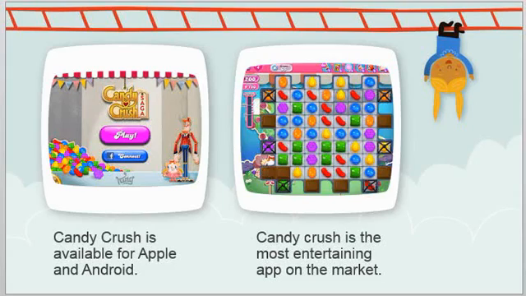Now that we know more about fact and opinion and what to look for when determining which is fact and which is opinion, let's try it out on these two statements. Candy Crush is available for Apple and Android. The second statement says, Candy Crush is the most entertaining app on the market. Think about which one is a fact and which one is an opinion.